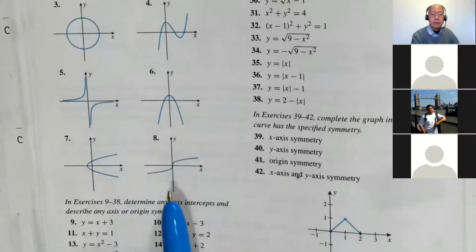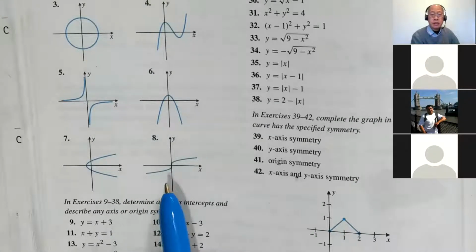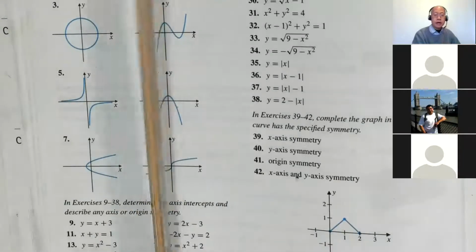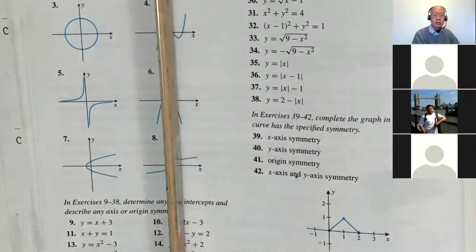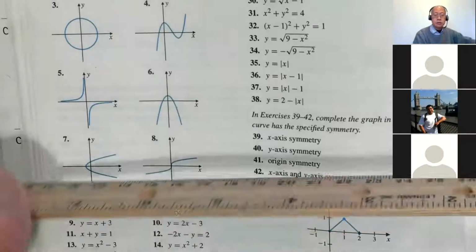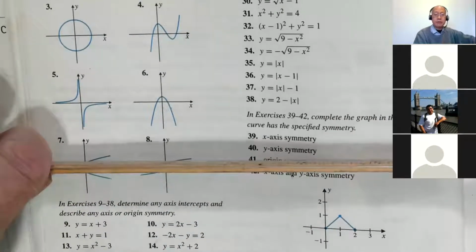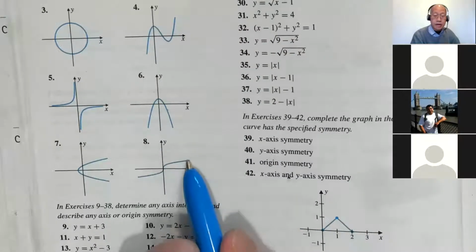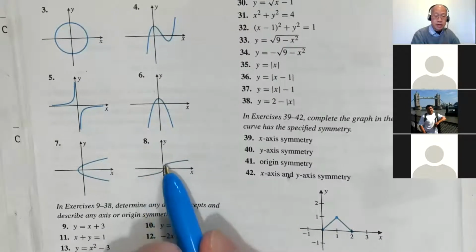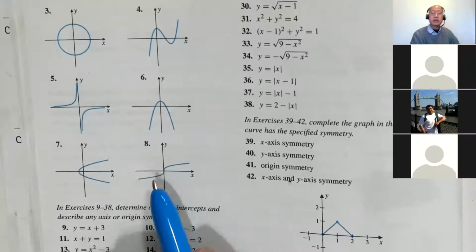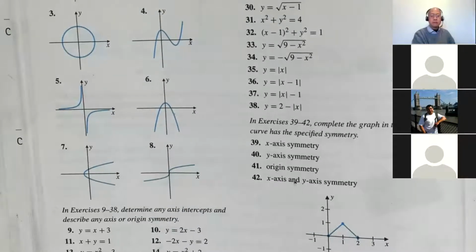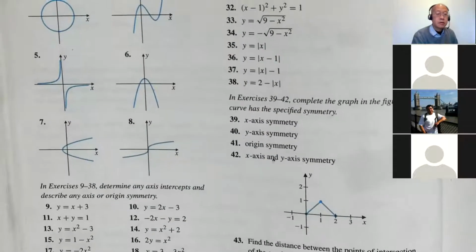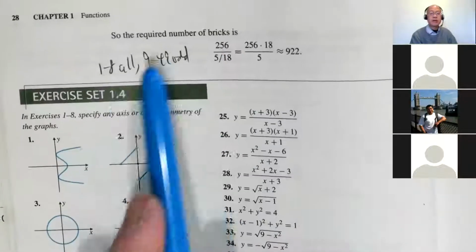And how about number 8? 8 looks like origin symmetry. So number 8, put down origin. You do not have y-axis symmetry. The left and right side are not mirror images. You do not have x-axis symmetry. Top and bottom aren't mirror images. But if you reflect across the origin, so let's say that point comes to there, and that point comes to there and so on. So the answer to number 8 is origin symmetry. So that takes care of that. So 1 through 8 is done.